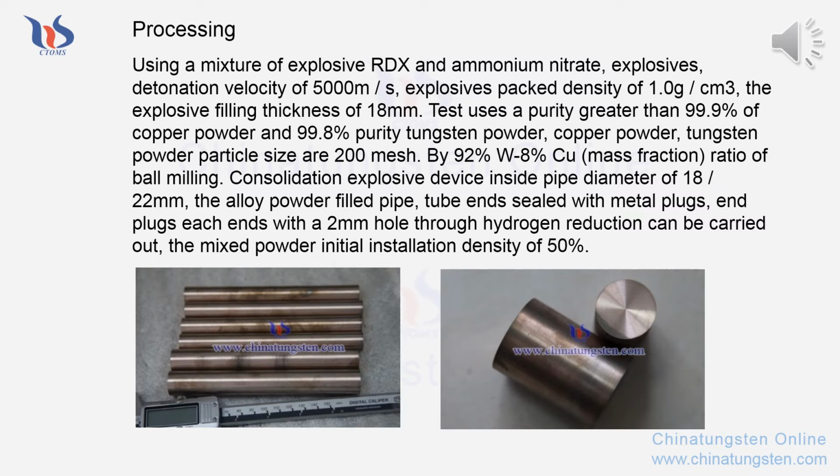Consolidation: the explosive device's inside pipe diameter is 18 to 22 millimeters. The alloy powder fills the pipe, and the tube ends are sealed with metal plugs. Each end plug has a 2 millimeter hole through it so hydrogen reduction can be carried out. The mixed powder has an initial installation density of 50%.